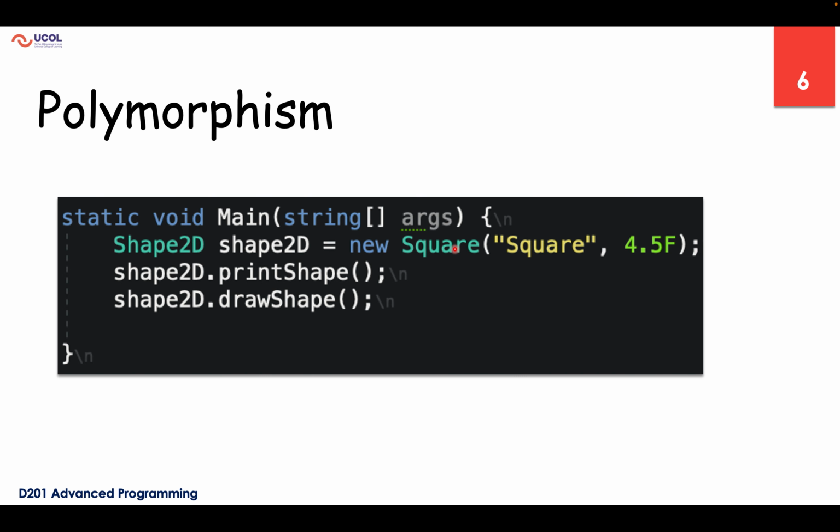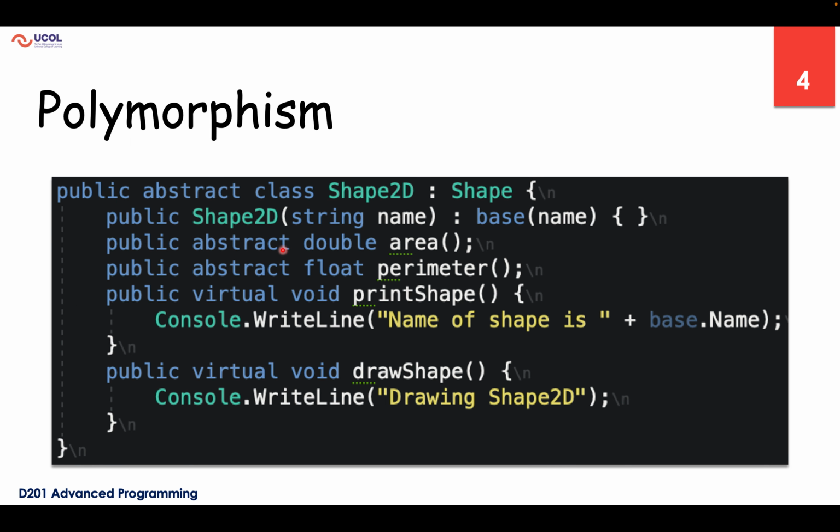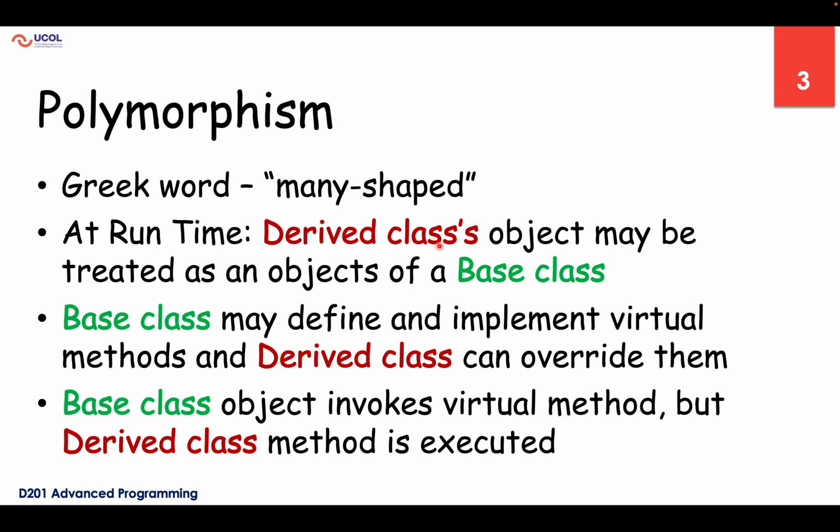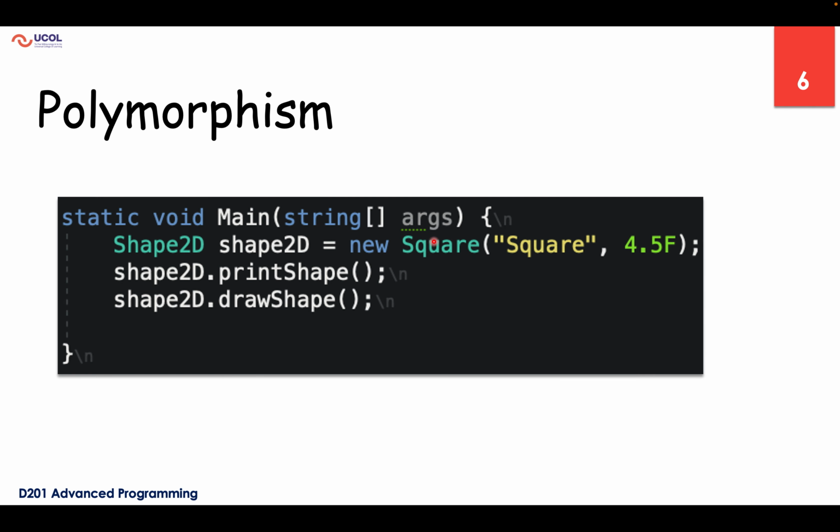So here on the other side we are creating the object of the square, which is a derived class, a child class, and we are assigning its object, the object of the child class, to the reference type variable of the parent class, that is Shape2D. If we go back to this particular point, derived class objects, the parent-child class objects, may be treated as objects of a base class. So we are not creating the base class object, we are creating a base class reference variable and assigning it the object of the derived class, and that is exactly what we are doing here.